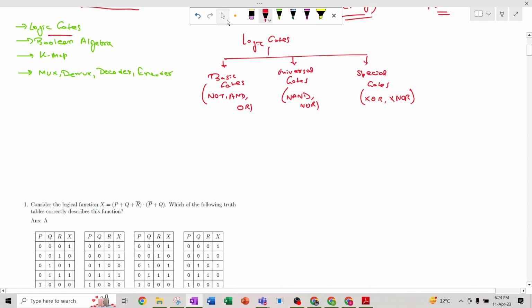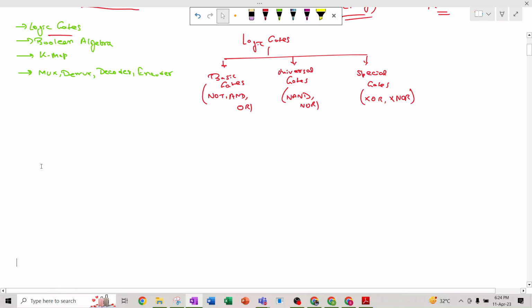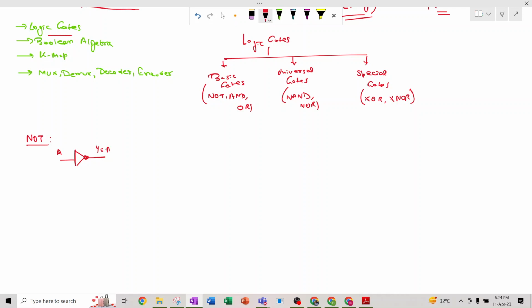So basically, at first I will discuss something about the NOT gate. In the NOT gate, the basic symbol is like this. There is a bubble at the output, which means that it works as an inverter. Whatever the input, let's say A is the input, then the output will be Y equal to A bar, that is the complement of A.